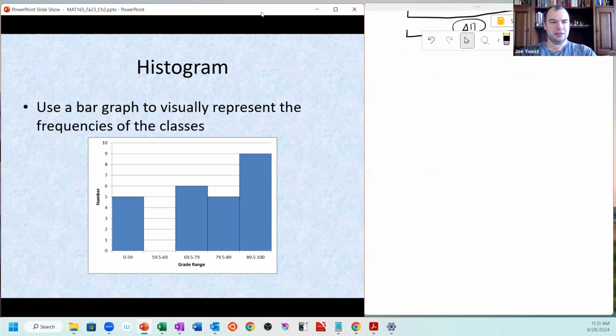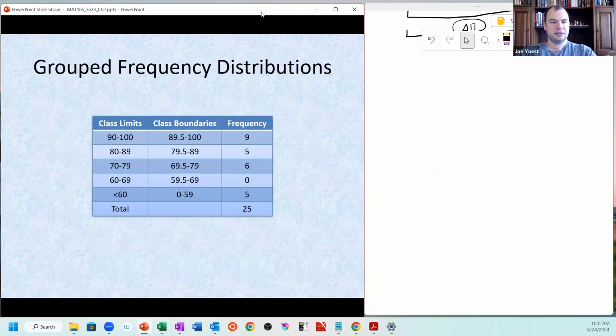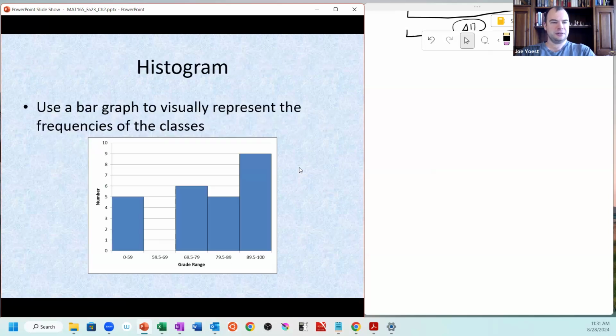So instead of presenting the data like this, 9, 5, 6, 0, and 5 for my different grades, I can represent it like this. Going from right to left, I have 9, 5, 6, 0, and 5. Those are the heights of these bars. The widths of the bars are consistent, so the areas of the bars are proportional to their heights.